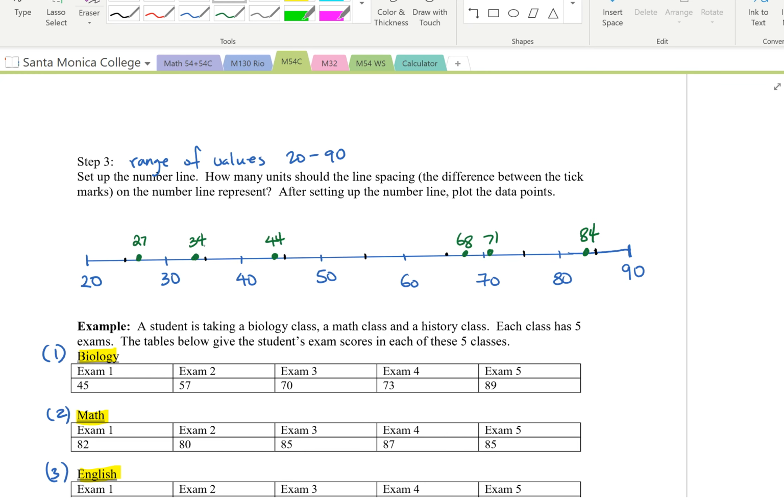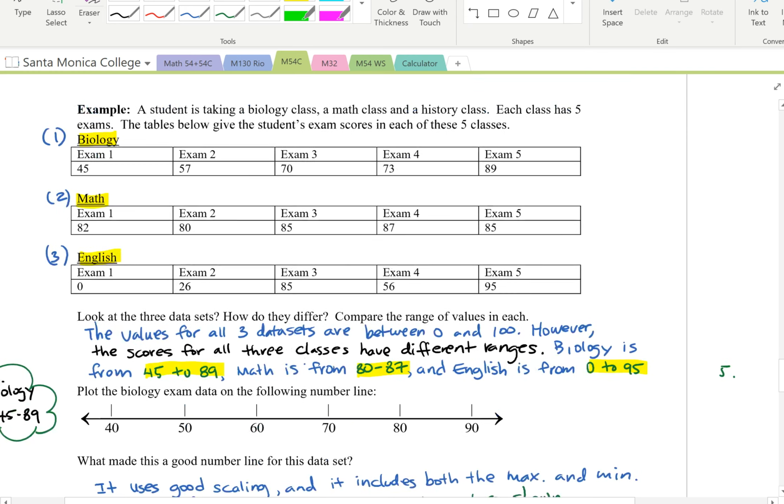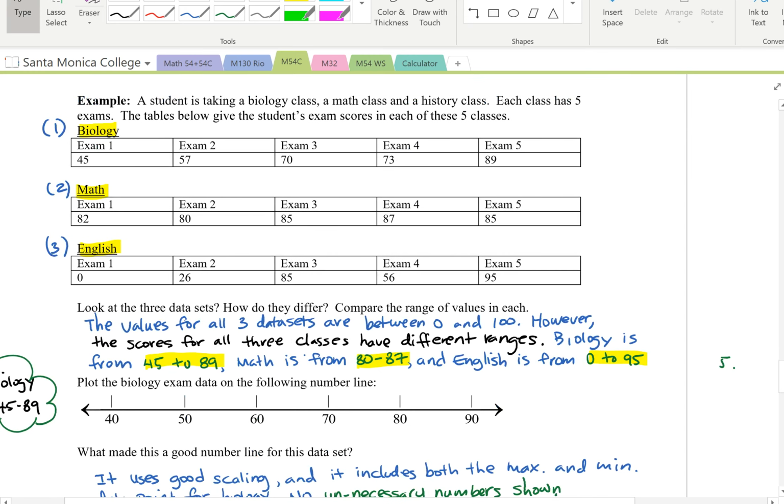Let's look at another example. A student is taking a biology class, a math class, and a history class. Each class has 5 exams. The table below gives the student's exam scores in each of the 3 classes. Notice I labeled biology as 1, math as 2, and English as 3, just to make it easy to talk about here. So data set 1, data set 2, data set 3.